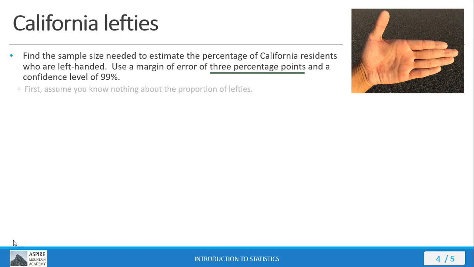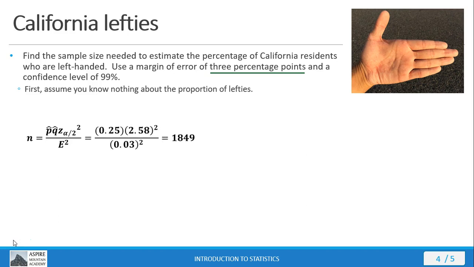Okay, let's see how you turned out here. So first, we're going to assume that you know nothing about the proportion of lefties. In that case, you're going to use that estimation of 0.25 when you're looking at p hat, q hat. So punch the numbers out and you get 1849. Notice the 3 percentage points for our margin of error. Our z-score, critical value, 2.58 comes from the 99% confidence level. So we're going to use that 0.25 because we didn't know what p hat, q hat were.